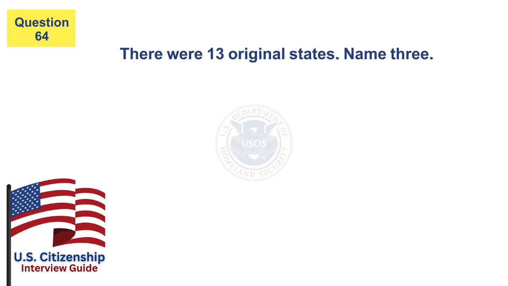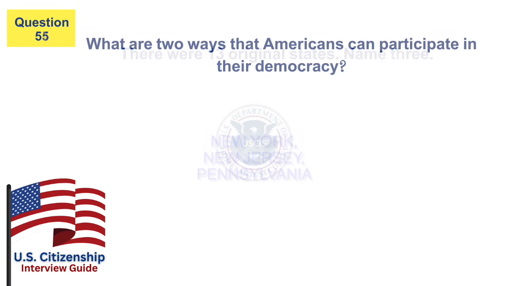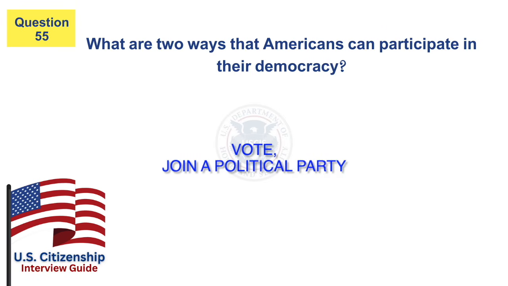There were 13 original states. Name 3. New York, New Jersey, and Pennsylvania. What are 2 ways that Americans can participate in their democracy? Vote. Join a political party.